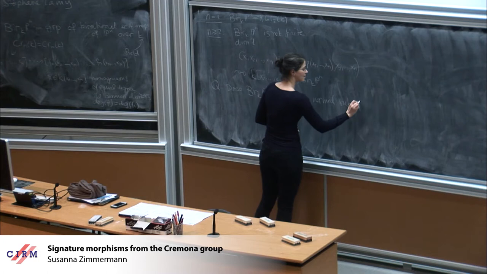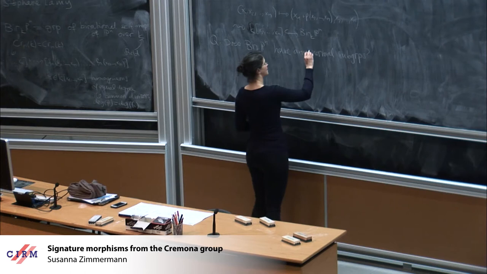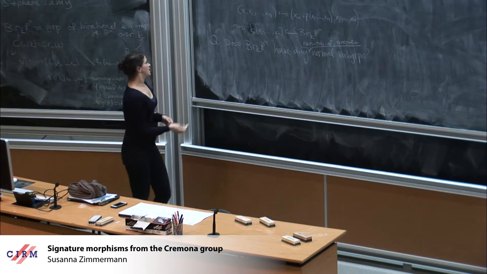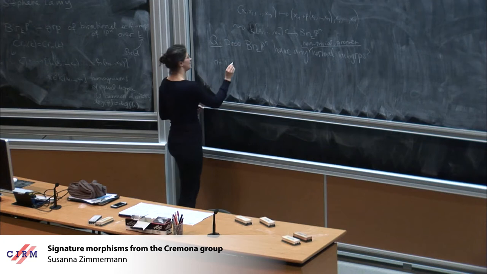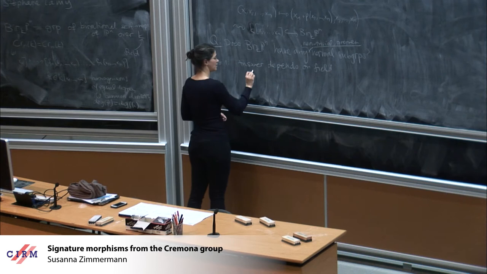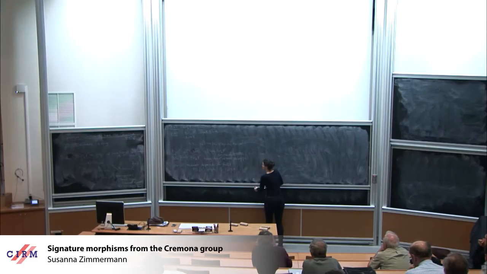Well, it has the trivial subgroup and the full group that are normal, but those are not the ones we want. Does it have any non-trivial proper normal subgroups? Well, for n equal to 1, that depends on your field, because PSL2 is simple if the field has at least 4 elements. Okay, this is old, this is classic.